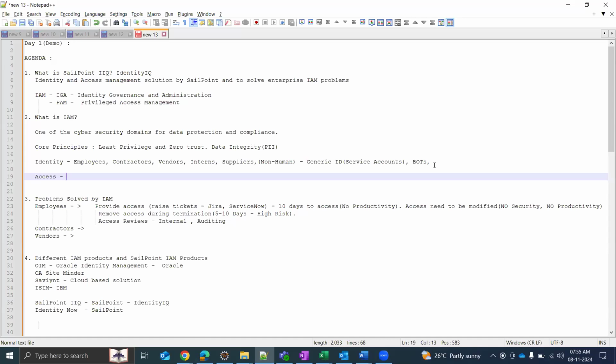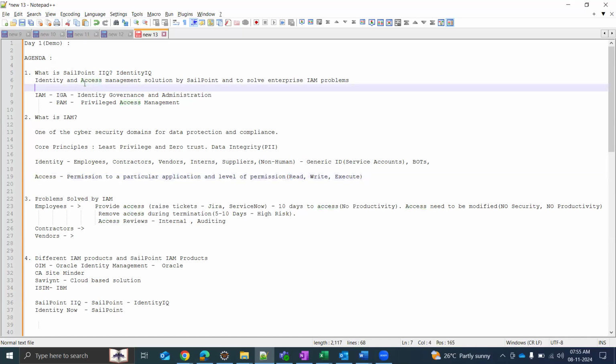So when we say access, we are talking about permission to a particular application, and also the level of permission. To be simple, the level of permission is whether it is only read access, or write access, or execute access, or a combination of these. This is what we mean by access in identity and access management.